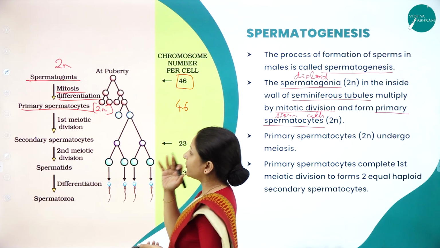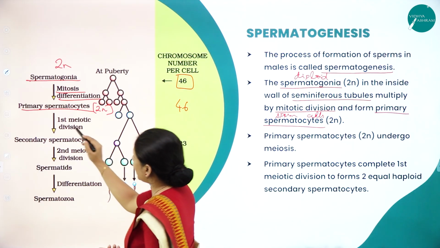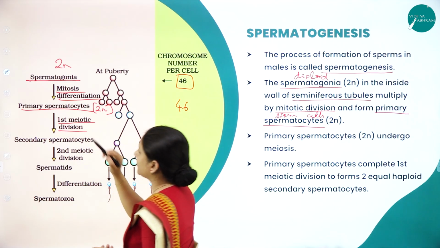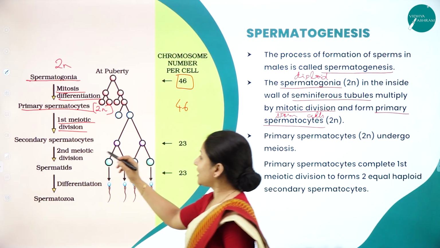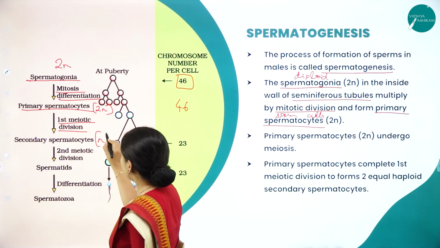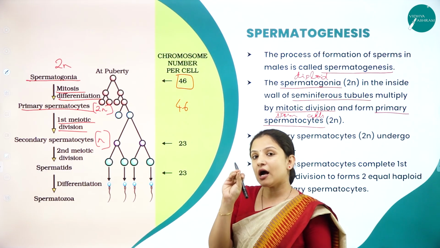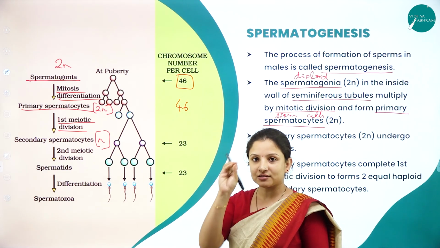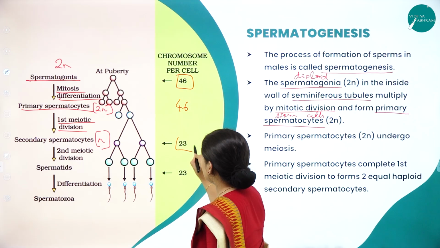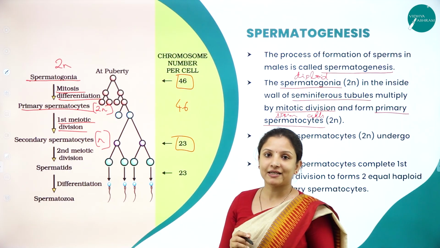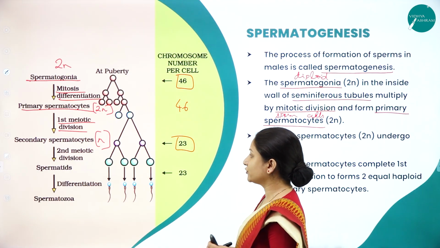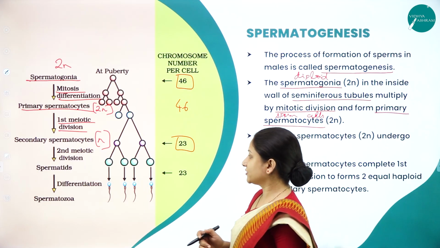Now, the primary spermatocytes undergo the first meiotic division. Here it is reduction division. Meiotic division means they'll carry only half the number of chromosomes. So half of 46, meaning 46 divided by 2, is 23. So the secondary spermatocytes will have 23 chromosomes in each spermatocyte.